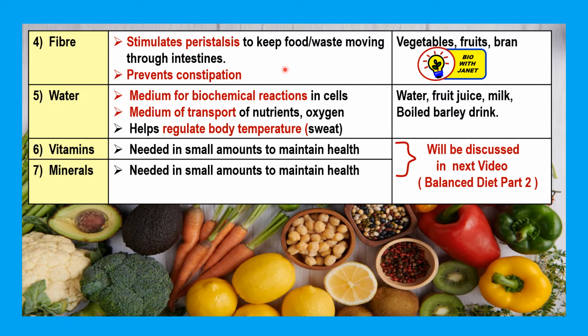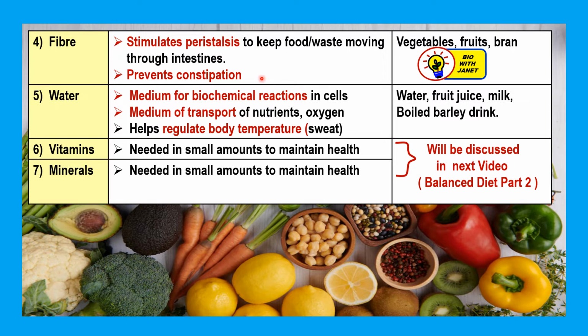Now, fiber. Fiber stimulates peristalsis in the intestines to keep the food or waste moving through the intestines so that the feces can be defecated. So it helps to prevent constipation, which is difficulty in passing out the feces, right? And in Malay we call this sembilit. So eating fiber will help to prevent constipation because the undigested cellulose will be passed out.